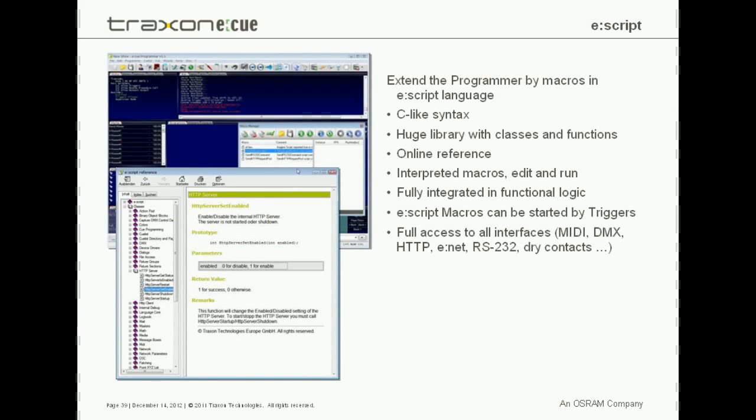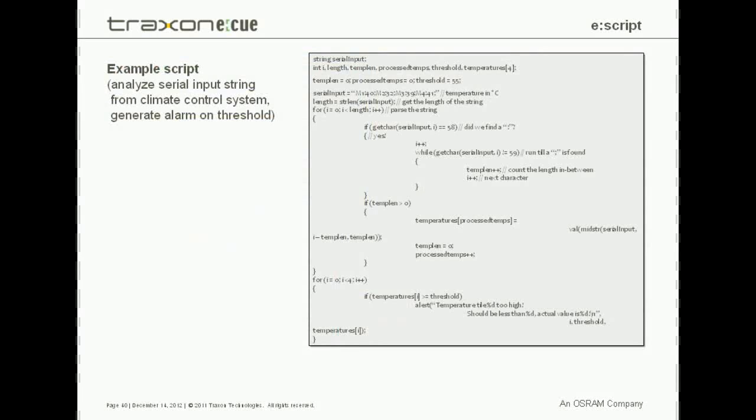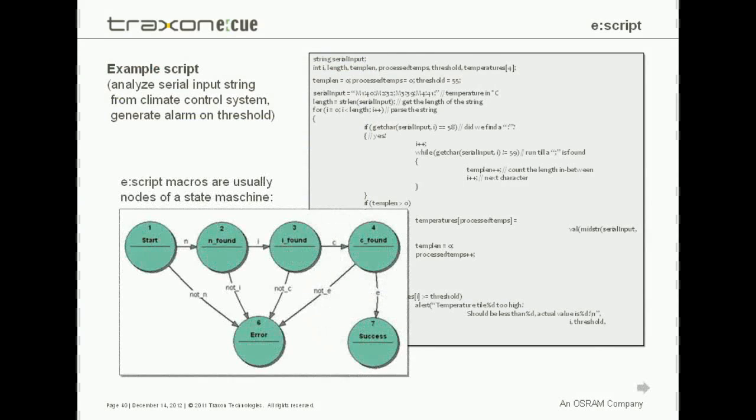You have full access to all interfaces like MIDI or DMX, so you have the choice of creating nearly unlimited functional extensions to the programmer with access to all programmer features. This is a little example of an eScript macro, and you see it looks like a C program. Usually eScript macros are used in a state machine. So a trigger comes, an eScript macro gets executed and leads to another state in the programmer.